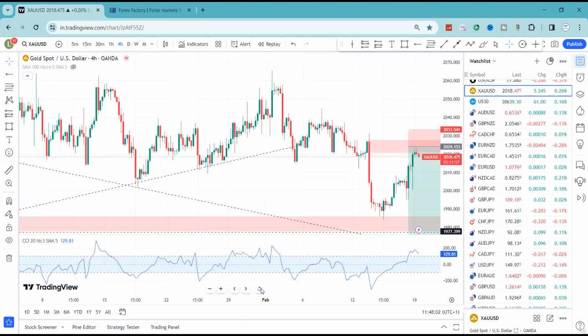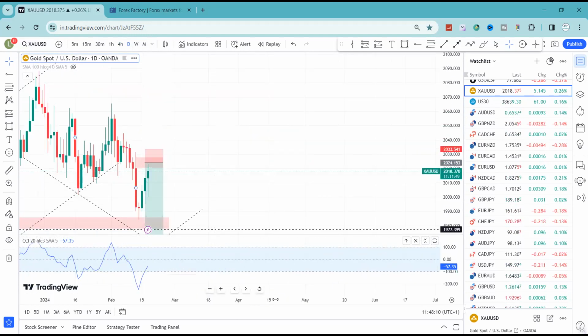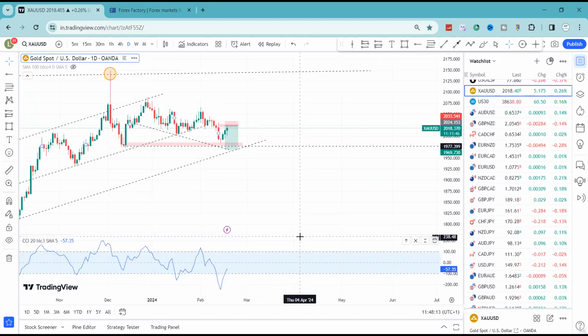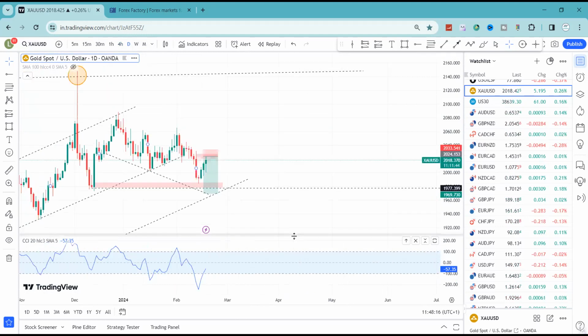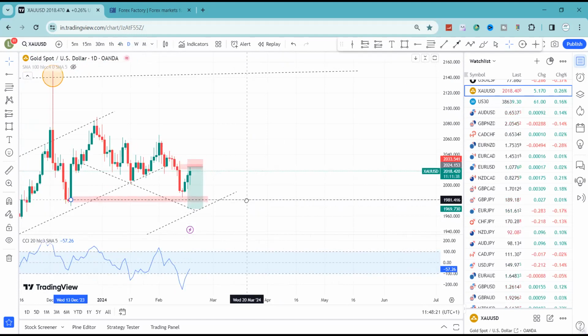If you're wondering, okay coach, where is the final bus stop for gold to sell? I'm of the opinion that gold might come down to 1977.399, or to be on the safer side, 1981.416. So that's going to be the sell limit take profit for gold.